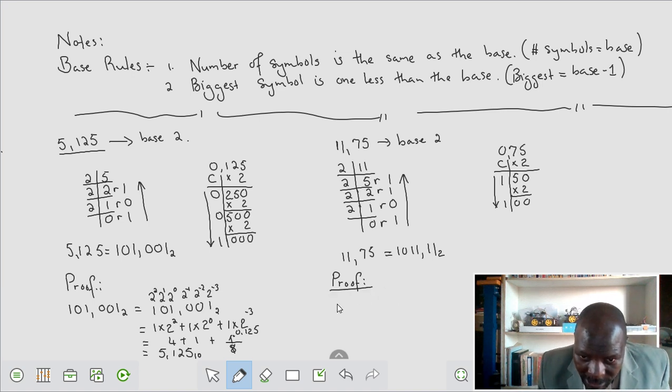So in proof, what we are saying is 1011, comma 11 base 2. What is it? We know this is 2 to the power of 0. Therefore, this must be 2 to the power minus 1. This must be 2 to the power minus 2. This must be 2 to the power of 1, 2 to the power of 2, 2 to the power of 3. So what do we know?